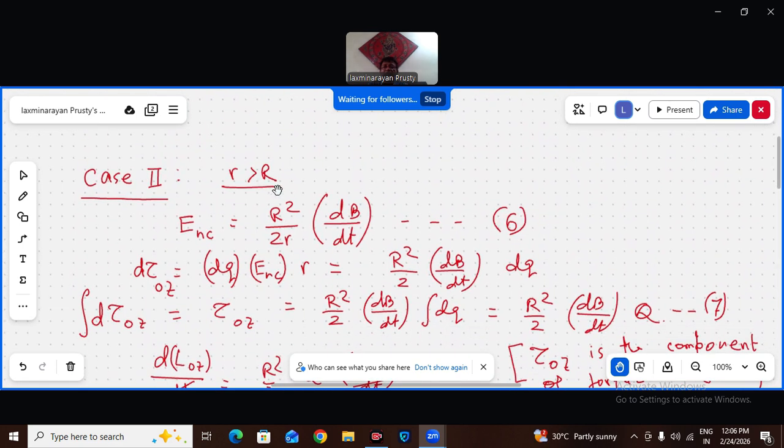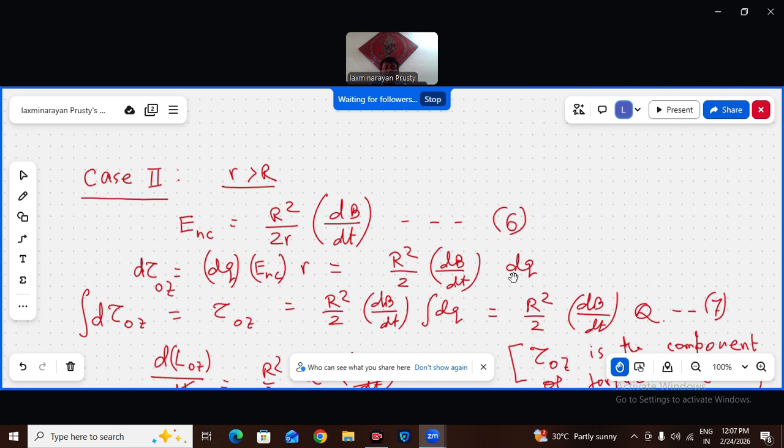Case 2, r greater than R. Then what is ENC? You must be knowing already. Capital R square by 2r dB by dt. Capital R is the radius of this cylindrical region. Must be knowing this. And B is the uniform B, changing with time. So d tau will be how much? dq ENC, just like what I did in the past case. dq, small element charge dq into ENC into r. So r cancels here. Are you observing this?